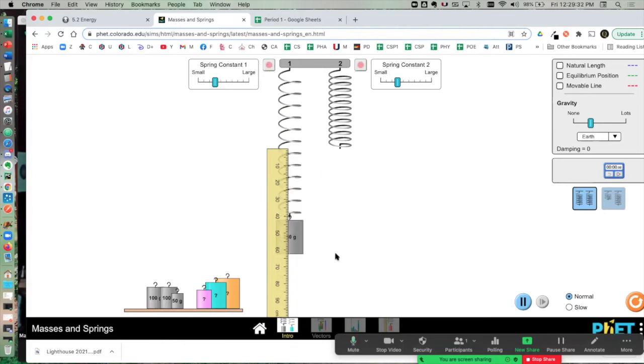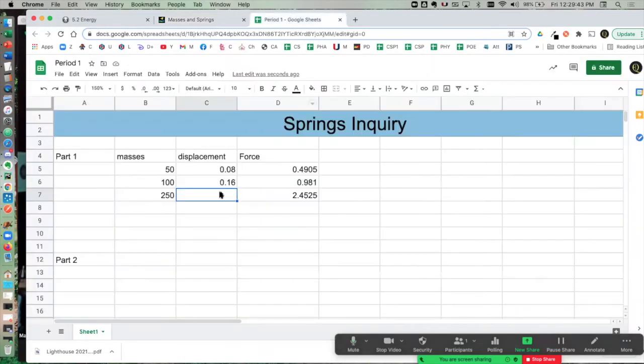Okay, so there's the 250 and there's 40 and it looks like 41 is the end of the point right there. 41 centimeters. So that'd be 0.41. Okay, do we need to wait for anybody? You're all good?